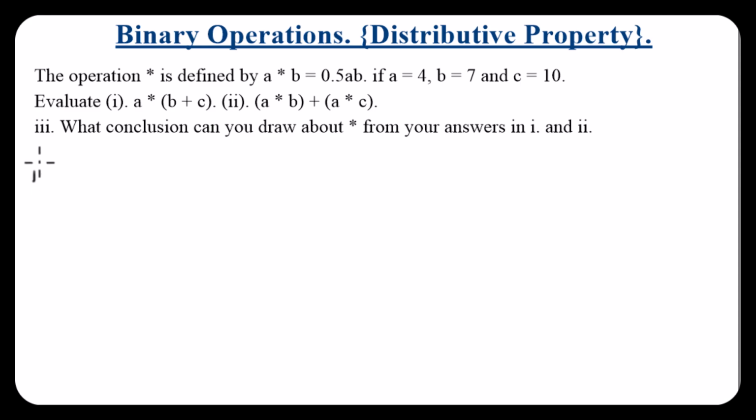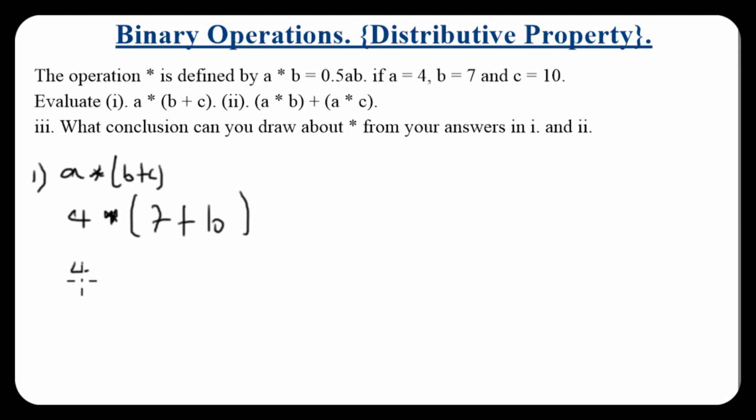So Roman figure 1, we have A star (B plus C). Now what is my B? So this becomes A star. Let me write it in place of the numbers. A is equal to 4, so there's no point writing A again, let's just write the number. So 4 star. Then what is my B? My B is 7 plus what is my C? My C is 10. So this becomes 4 star, 7 plus 10, that's 17.